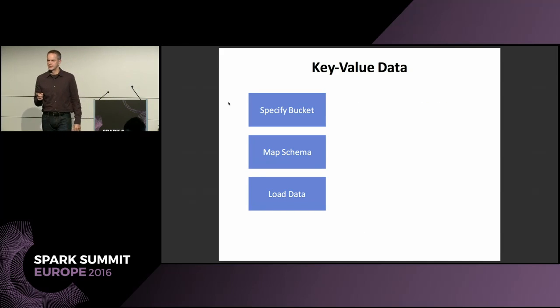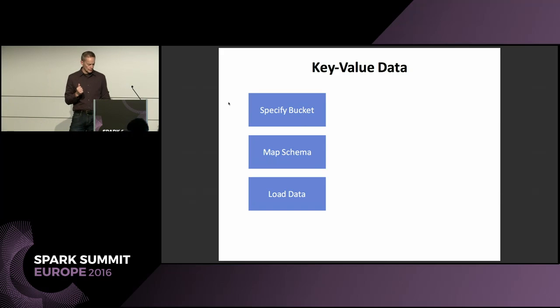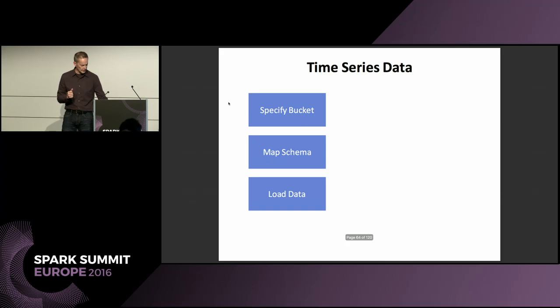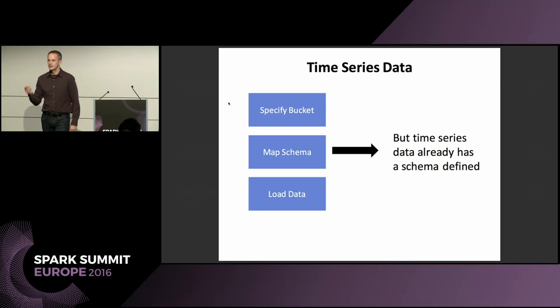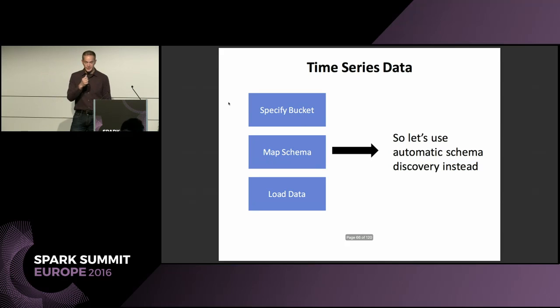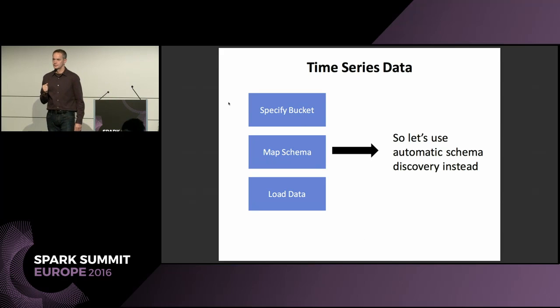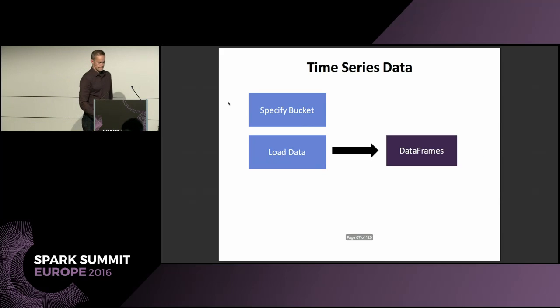That's the key value side. But as I told you earlier, we also have a time series side. So what do you do when the data is a bit more structured? Well, in this case, it is structured. So what can we leverage? What we're going to leverage is automatic schema discovery, right? So automatic schema discovery is going to allow us, in this case, to get data frames back and get rid of that second step, right?